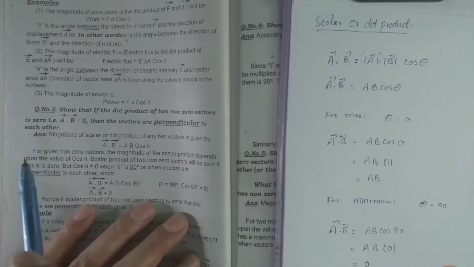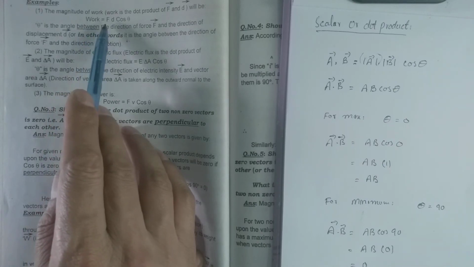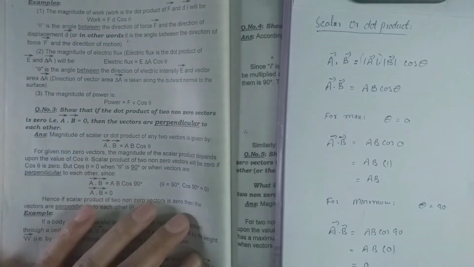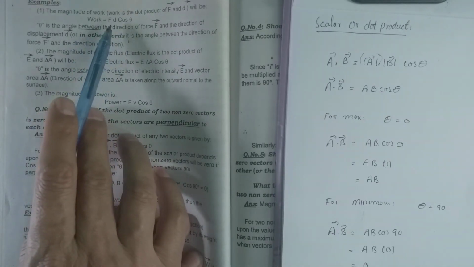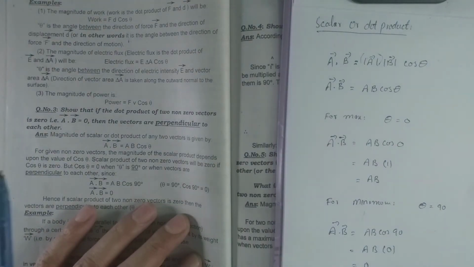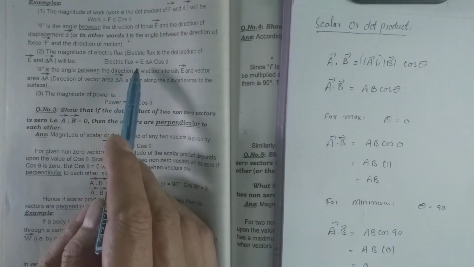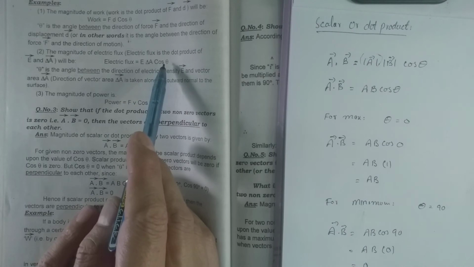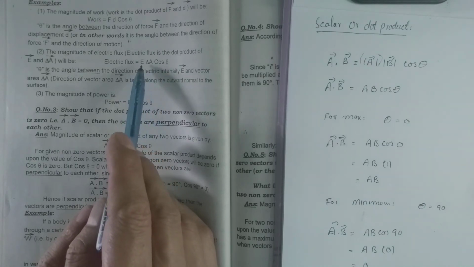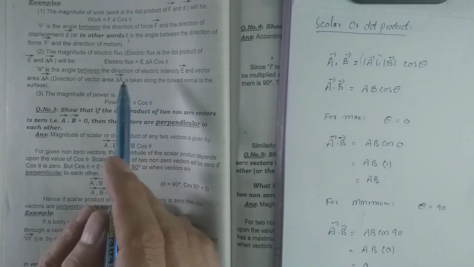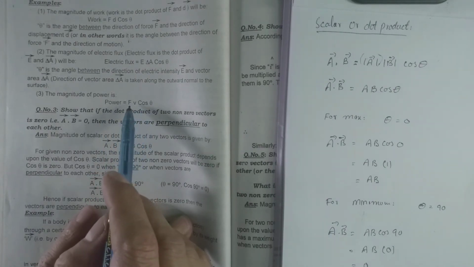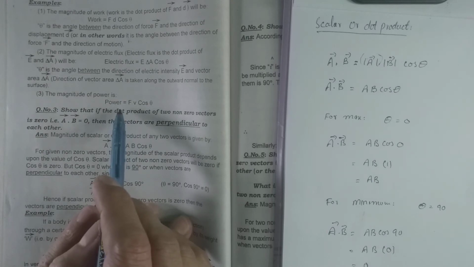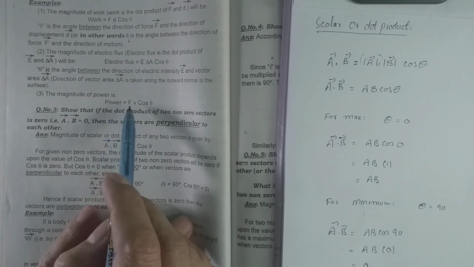In the case of work, the work is equal to F d cos theta. If the angle is equal to 0, you get W equal to F d. That is the maximum value. Similarly, for electric flux, E delta A cos theta, if theta is equal to 0, you get E delta A. And similarly for power, F V cos theta, if theta is equal to 0, you get the maximum power, which is equal to F V.